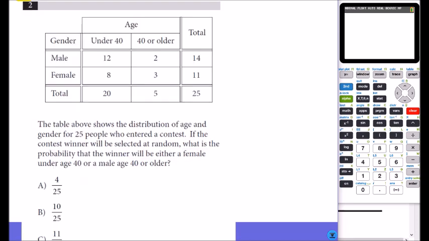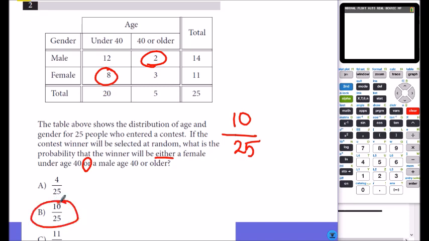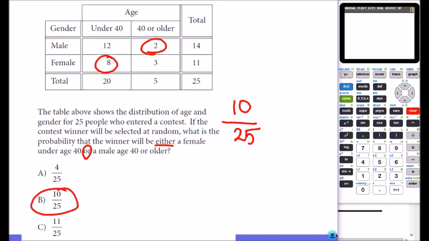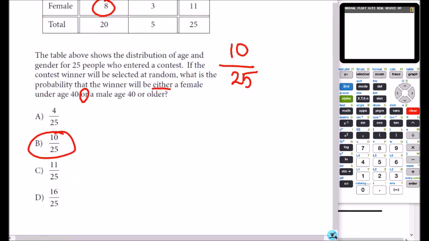Number 2, the table above shows the distribution of age and gender for 25 people who entered a contest. If the contest winner will be selected at random, what is the probability that the winner will be either female under 40 or male 40 or older? So it's 8 plus 2, 10 out of 25 total. You didn't have to simplify it, it was B. There's no other choice equal to 10 over 25.